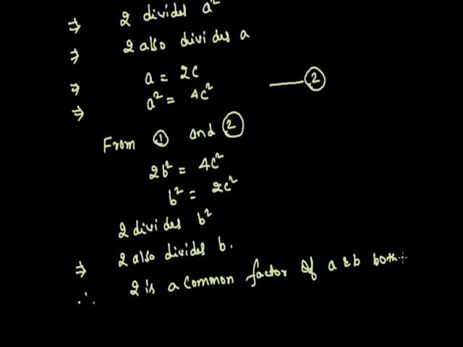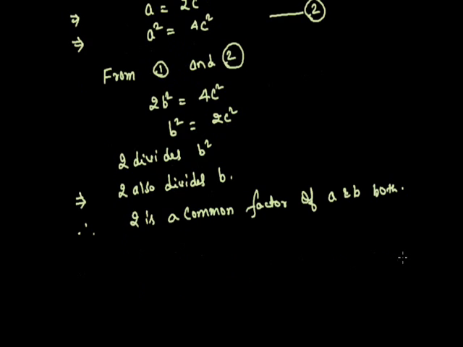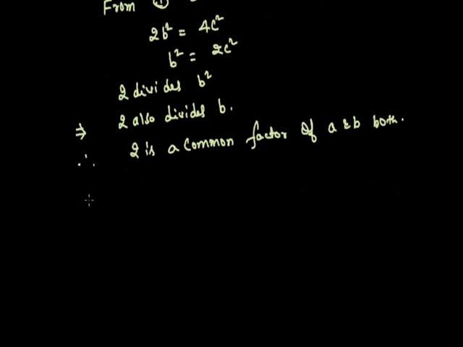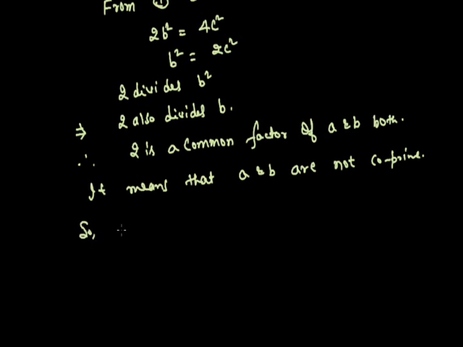If 2 is a common factor of a and b, it means a and b are not co-prime. So our assumption is wrong, that a and b are co-prime, or that root 2 is a rational number.